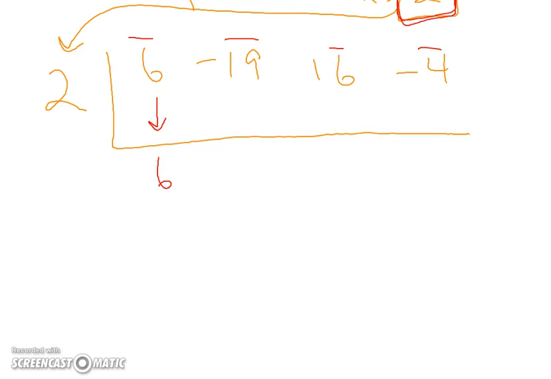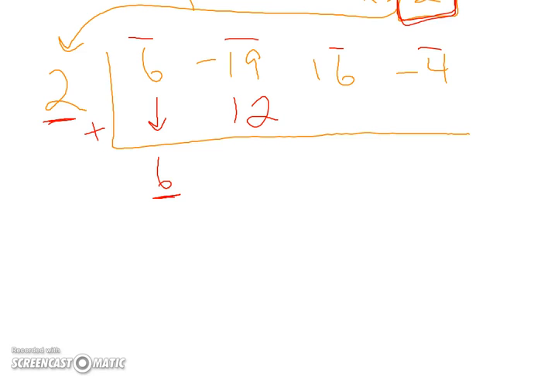Always, always, always. That first coefficient, no matter what it is, it comes straight down. And then from there, I'm just going to multiply this number by the divisor and work my way through. So 6 times 2 gives me 12. And then I'm going to add. So this is where long and synthetic are different. Long division, we subtracted. Synthetic division, we add.